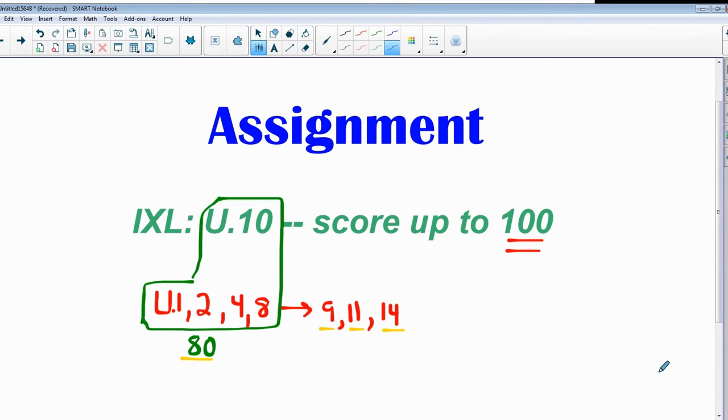Otherwise, for general practice, you could do any of the recommended skills, the math recommended skills on IXL, or you can go into the diagnostic arena for the program to figure out more recommended skills to show you.